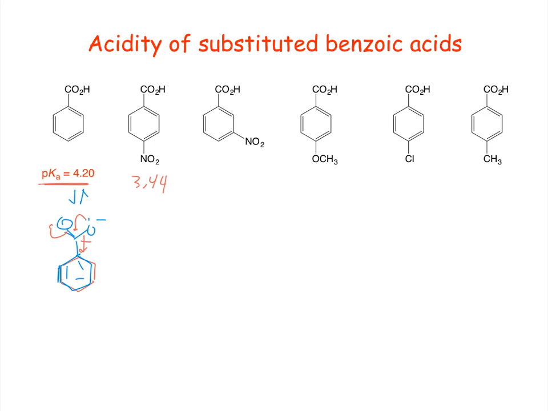All right, so let's just see if we fit the trends, 3.47. In this case, it doesn't really matter whether it's para or meta. If we have a methoxy group, it goes up a little bit. I don't know that one. And this is 4.34, so that goes up a little bit as well. Okay, so it follows the trend, but because there's no added resonance, the differences are quite small.